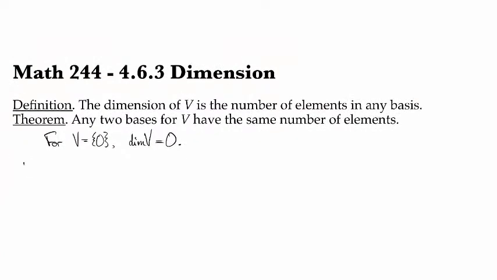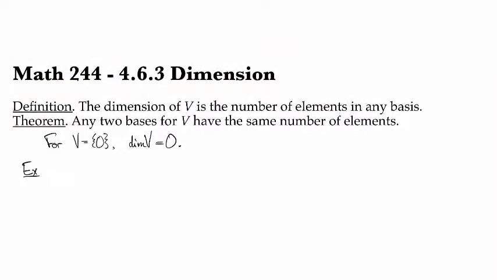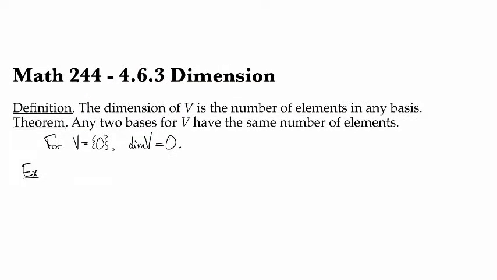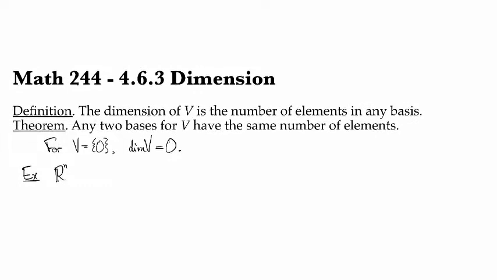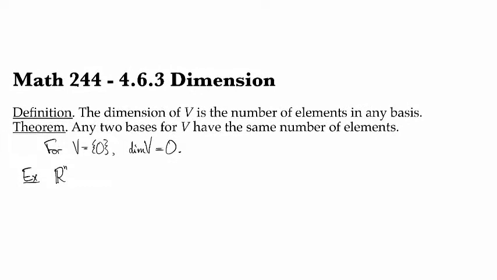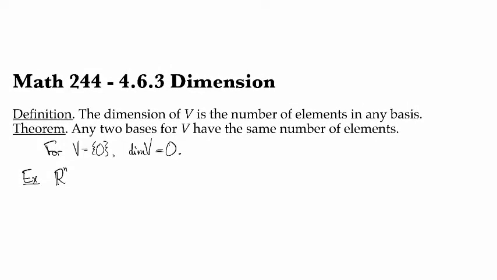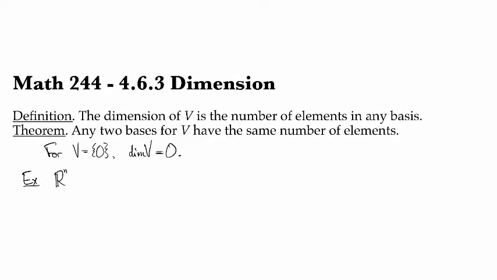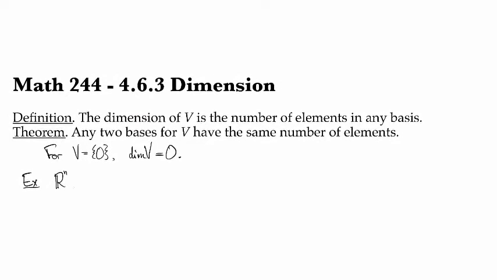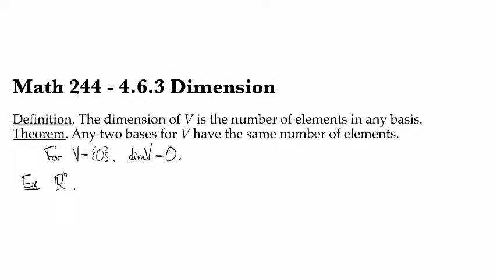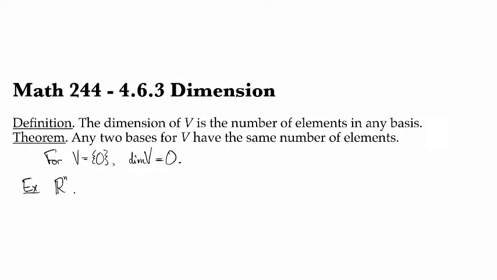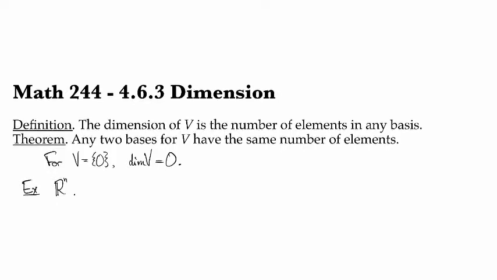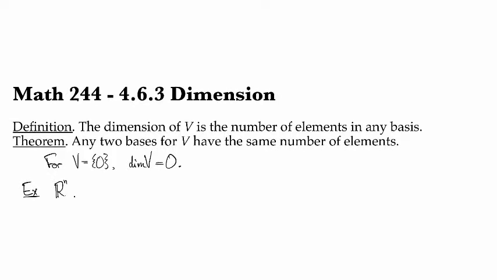If we look at other, more common examples, how about Rn? Well, you probably guess that the dimension of Rn is n. That just makes sense, and of course you're right. But how would you actually prove it? Well, the way that you find or compute the dimension of a vector space is by exhibiting a basis and counting the number of things in it.